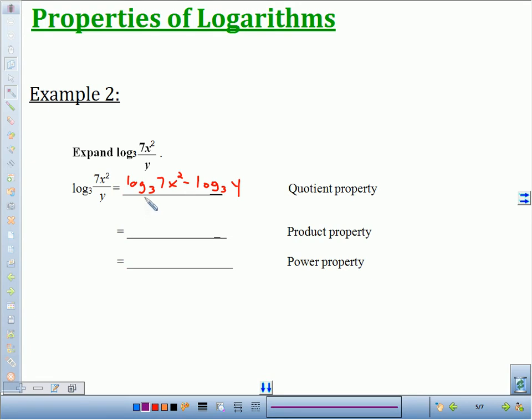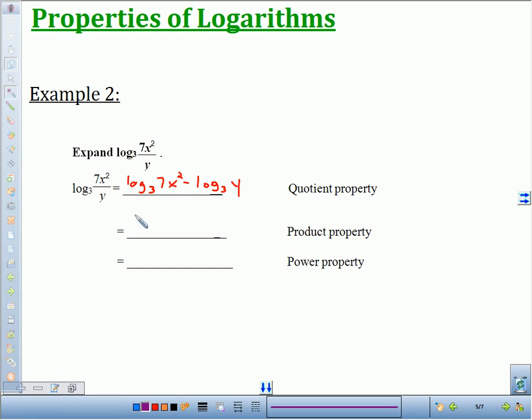Now, after I've done that, I can no longer do anything with log base 3 of y. It's as simple as it's going to get. It's as expanded as it's going to get. However, log base 3 of 7 times x squared has a couple of things I can do to it. What I want to start with is the product property. So I'm going to do quotient, then product, and then power if I need to. I'll usually want to go in that direction, unless it's a special case.